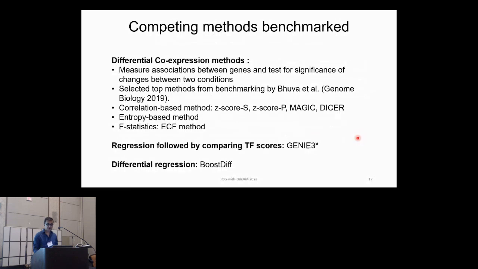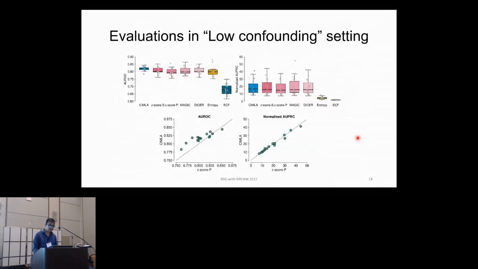We evaluated SIMLA as well as several differential co-expression methods selected as being top performers in a benchmarking study from 2019. We also evaluated GENIE3-based DGRN prediction, since GENIE3 is one of the most popular GRN reconstruction methods, as well as a differential regression method called BOOSTDIFF, that's on bioRxiv. In the first simplest evaluations, we found the AUROCs and the normalized AUPRCs of the different methods to be comparable.